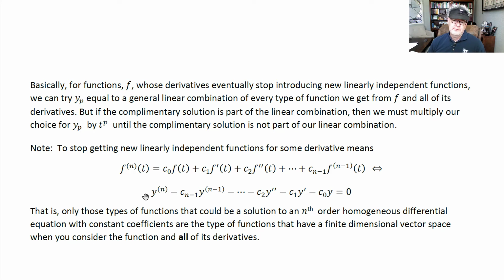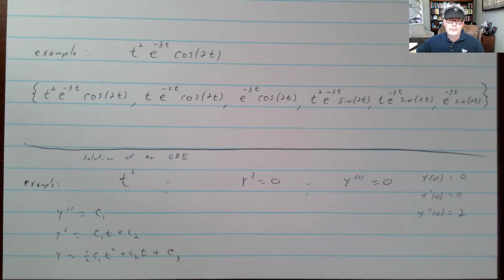So that's a necessary condition. It has to be necessary and sufficient. So only those types of functions that would be a solution to an nth order differential equation will have a finite dimensional vector space if you include the function and all of its derivatives. Maybe looking more into that.